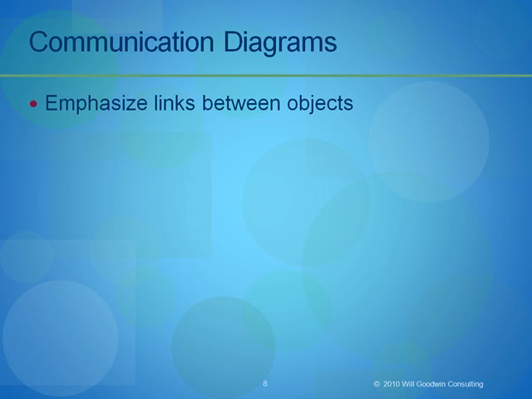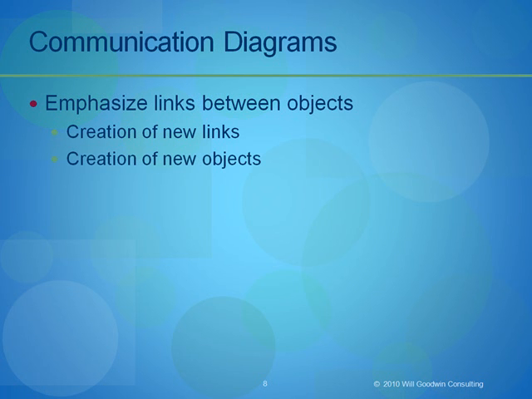Communication diagrams also emphasize how objects work together, but unlike sequence diagrams, they don't have a vertical time axis. Their organization is totally different, and they emphasize the links between objects. And if you're interested in emphasizing when a new link is established, when one object obtains the identity of another, you can do so on these kinds of diagrams. And you can also indicate when new objects are created. You can also do that on sequence diagrams, as we'll see a little bit later.